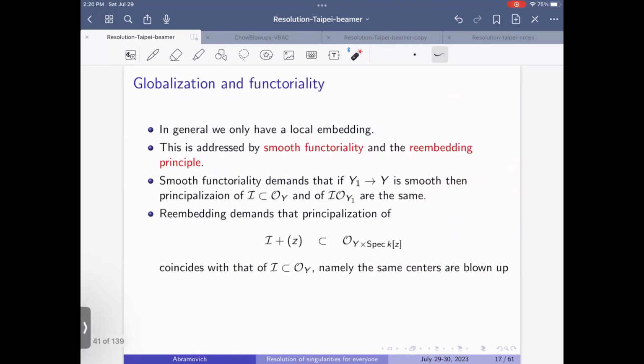What is the re-embedding principle? The re-embedding principle says that if you take your variety and take a product with A1, and you do what somebody told me a while ago, you blow up the original variety on the fiber at 0. So take I plus Z; the principalization of this ideal has the same series of centers as principalization of the original ideal in the fiber at 0. So there's a compatibility between.